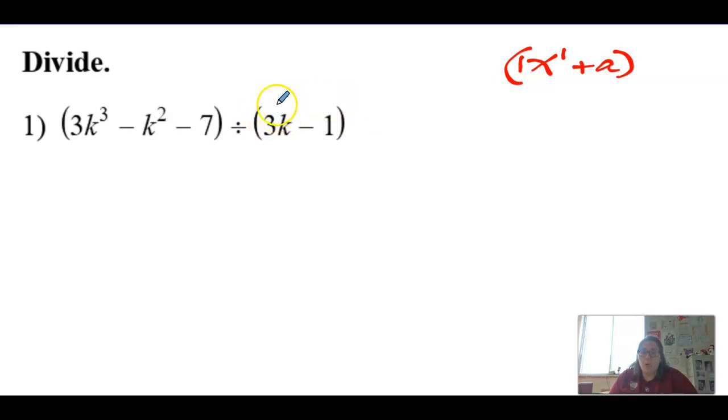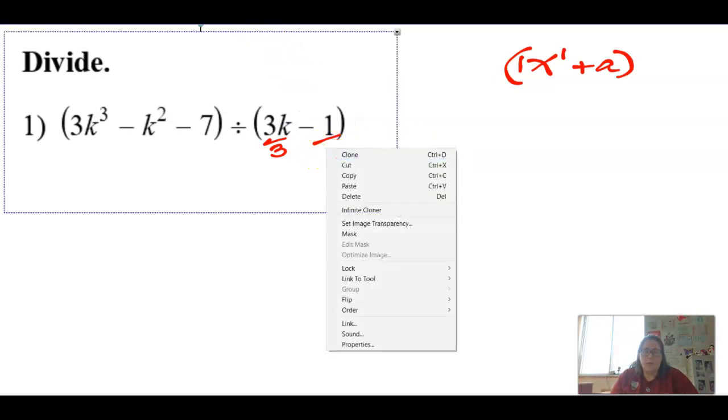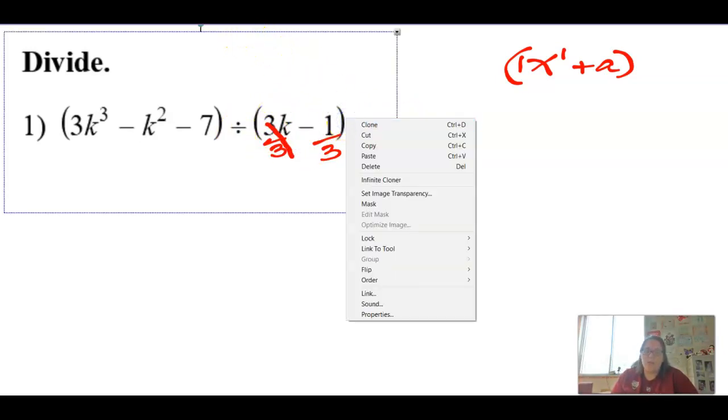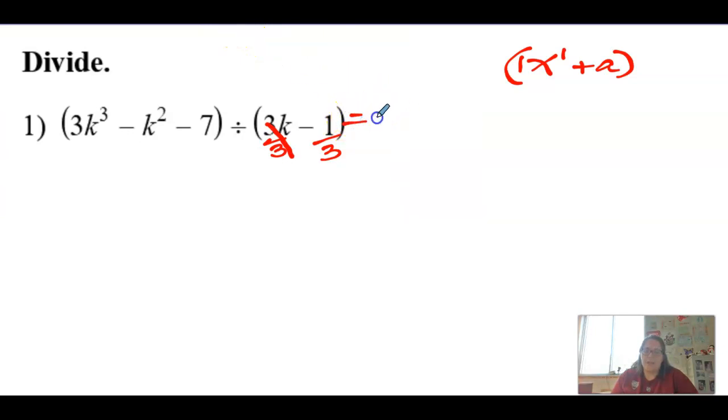Because we need this to be 1k and not 3k, we can divide by that 3. So if I divide both of these terms by 3, then this would cancel out and be 1k like I want. So it's k minus 1/3. Well, if I do with that what I normally do, where I would set this equal to 0 and solve, then my k that I would use as my divisor outside the box is going to be positive 1/3.